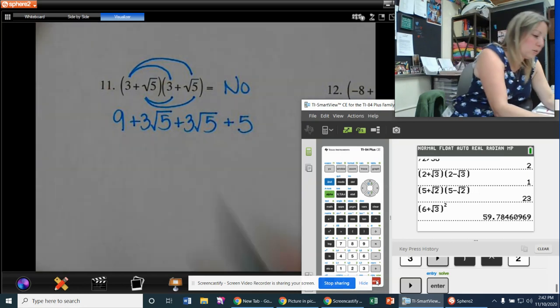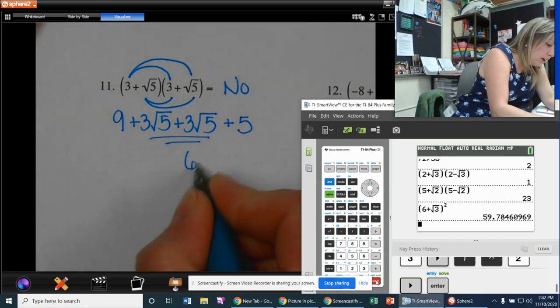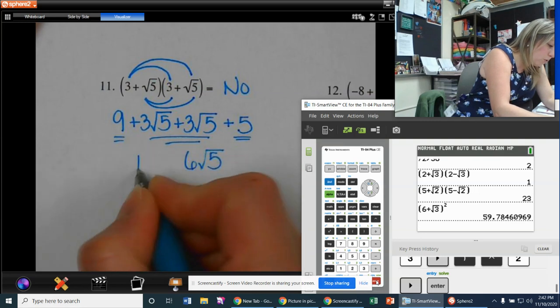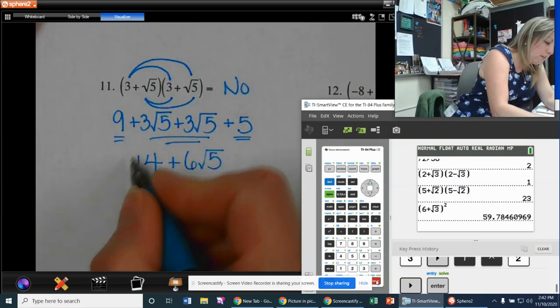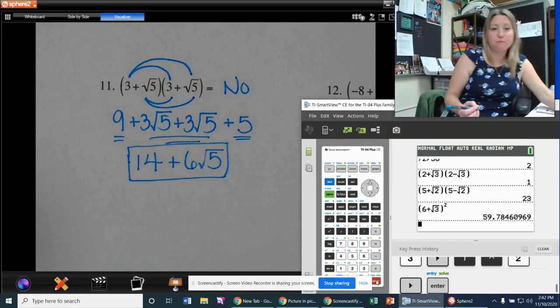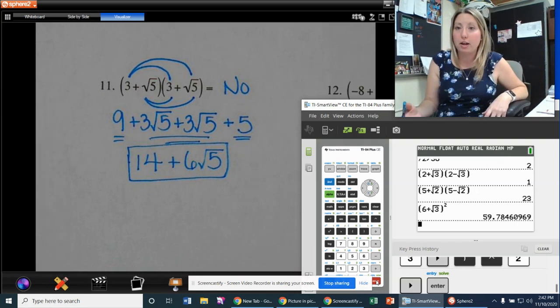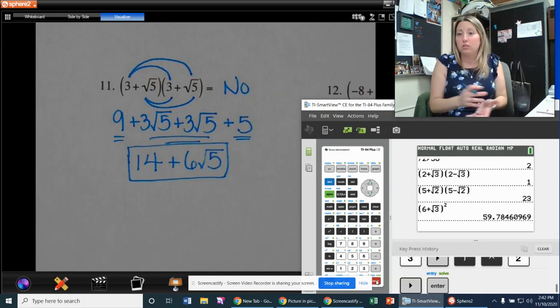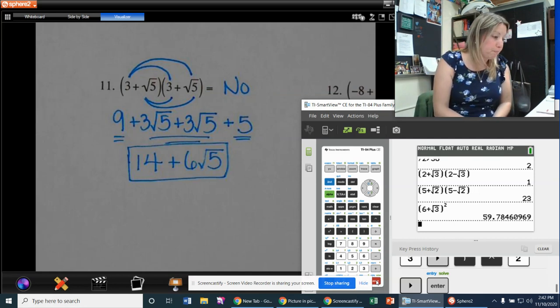Now combine like terms. So these guys add up to 6 radical 5. And right here, that would be 14 plus 6 radical 5. I always put that rational number in front just so you get used to how I write my answers. Can you add that 14 at the back? Sure. Okay, but I write my answers this way. So you'll get used to seeing that.